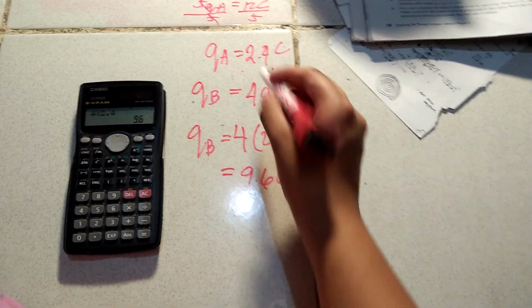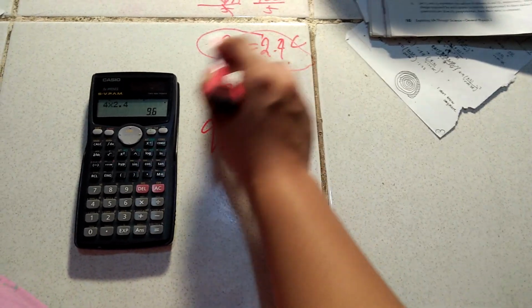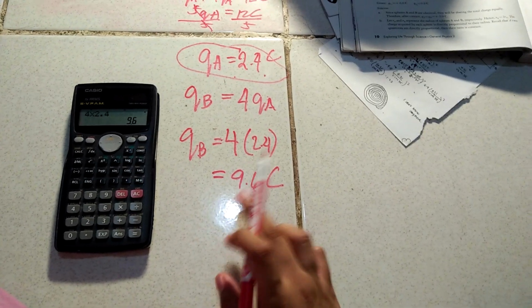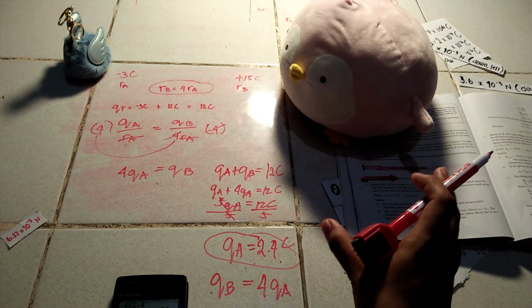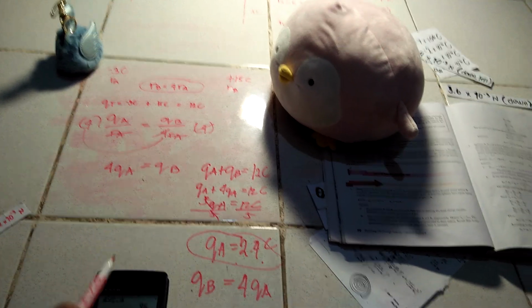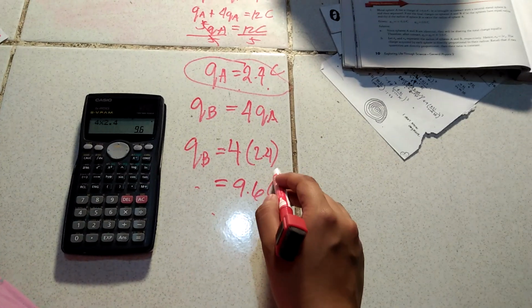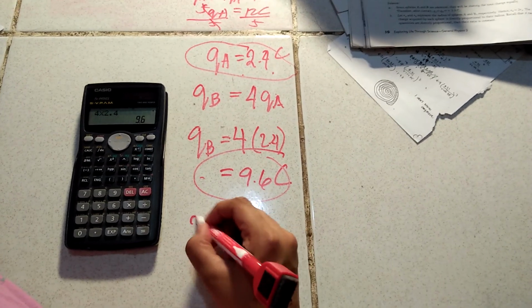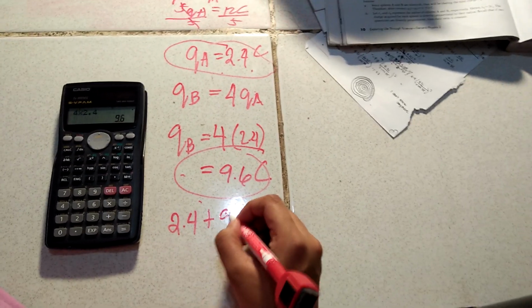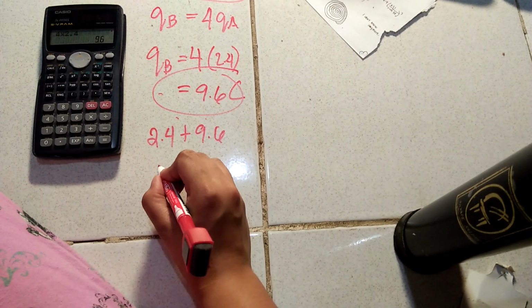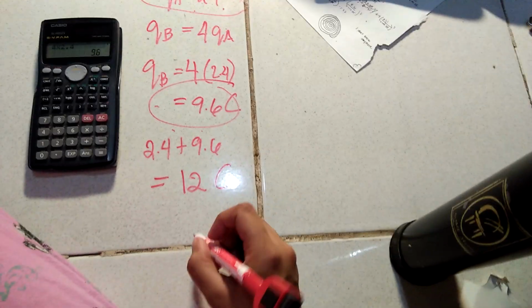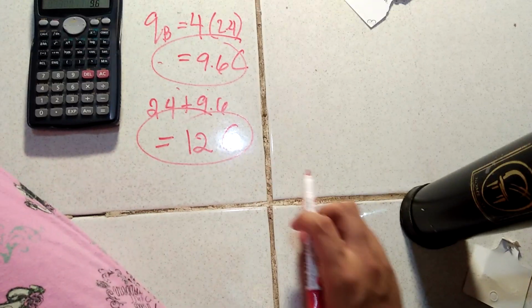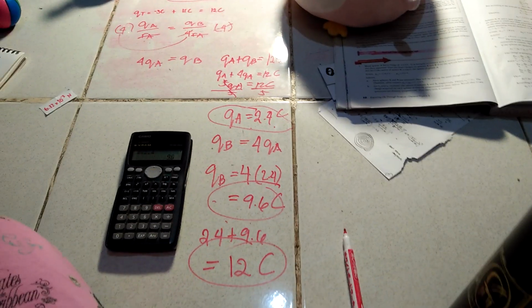So, basically, in totality, QA has a charge of 2.4, and QB has a charge of 9.6 coulombs. So, Mr. Penguin is 9.6, Mr. Swan, 2.4. If we add them, you'd get 2.4 plus 9.6, which is equivalent to a charge of 12 coulombs. So, we're still following the conservation of charges rule.